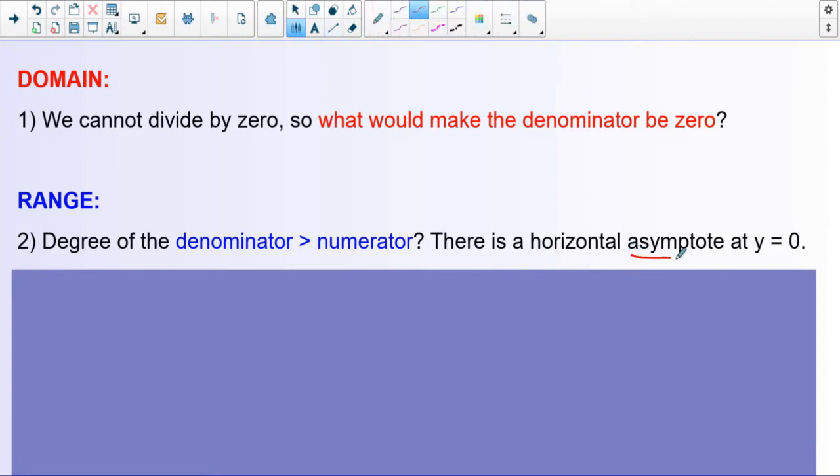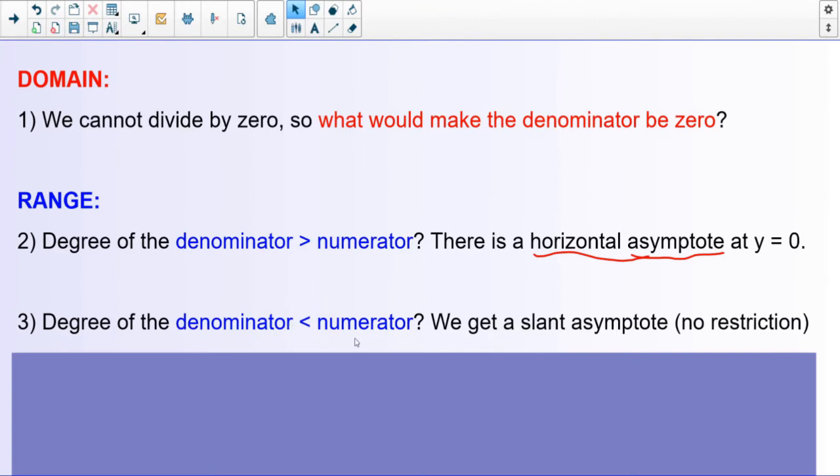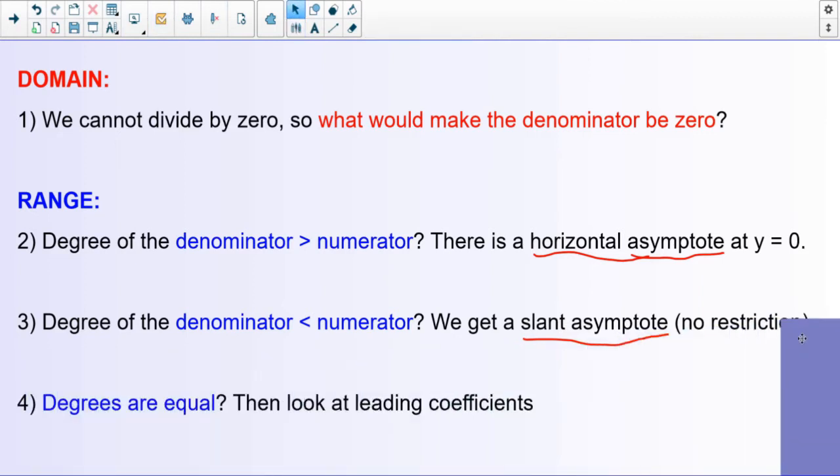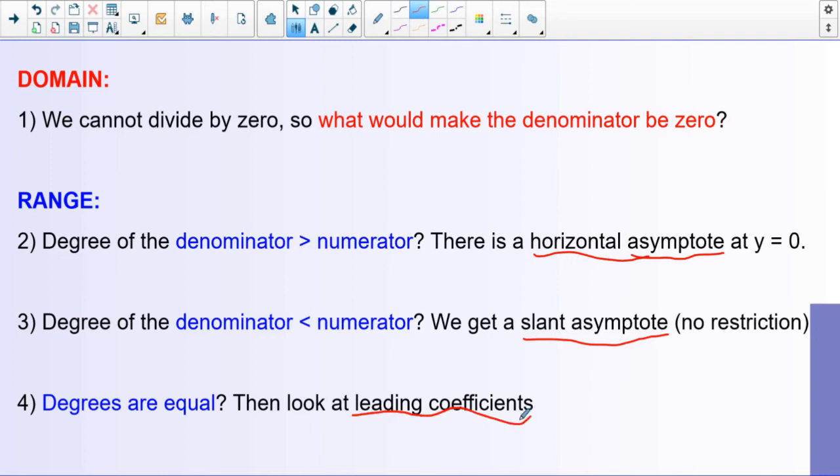This might be a new word for you, or maybe you've seen it in Algebra 2, but we'll talk about that. If the degree of the denominator is less than the numerator, so if it's the opposite, we would get a slant asymptote, which is no restriction. And the last thing that could happen: are the degrees equal? Then we have to look at the leading coefficient instead. So that's a lot of confusing math language here. Let me show you what this means, and I think you'll get a feel for it.